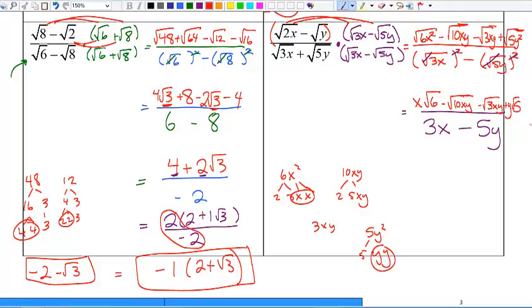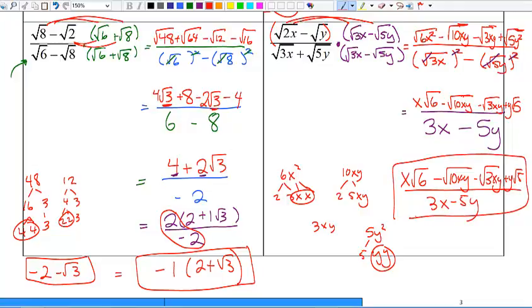Now, a common student mistake is that you want to add these two things together in the middle, the 10xy and the 3xy, because clearly their variables are the same. But remember, in radicals, the entire radicand has to be the same. So 10xy is not the same thing as 3xy, so you can't reduce those. So this is my final answer. x times the square root of 6 minus the square root of 10xy minus the square root of 3xy plus y root 5 all over 3x minus 5y. And that concludes this lesson.